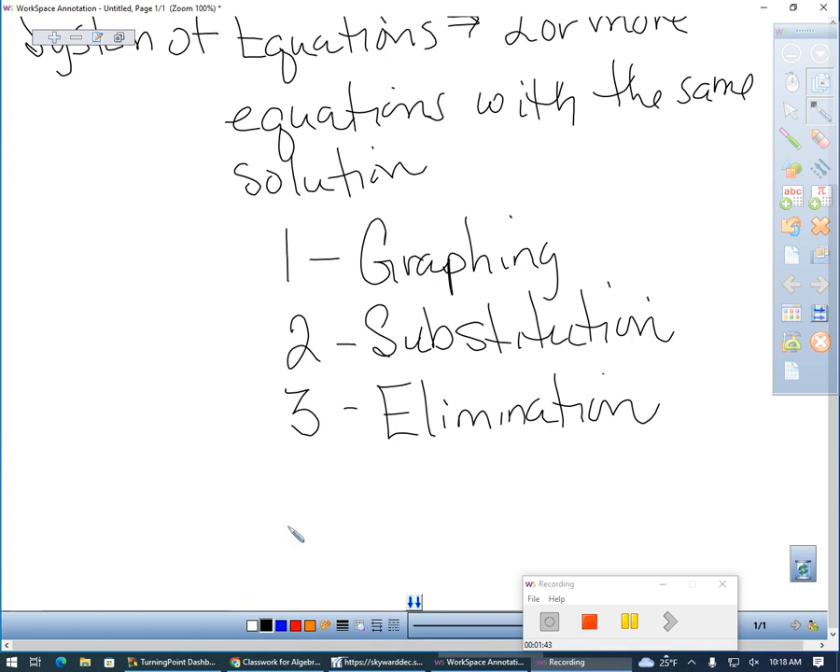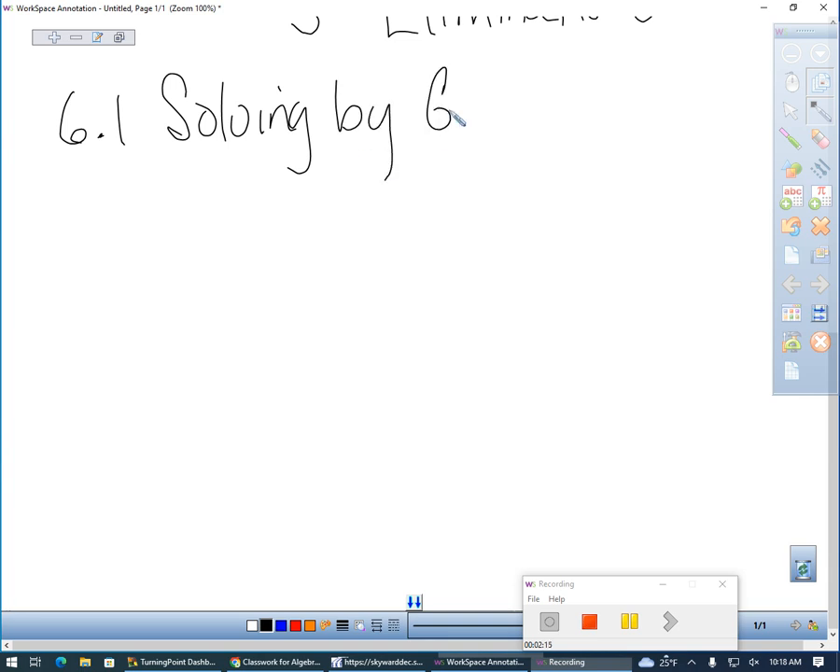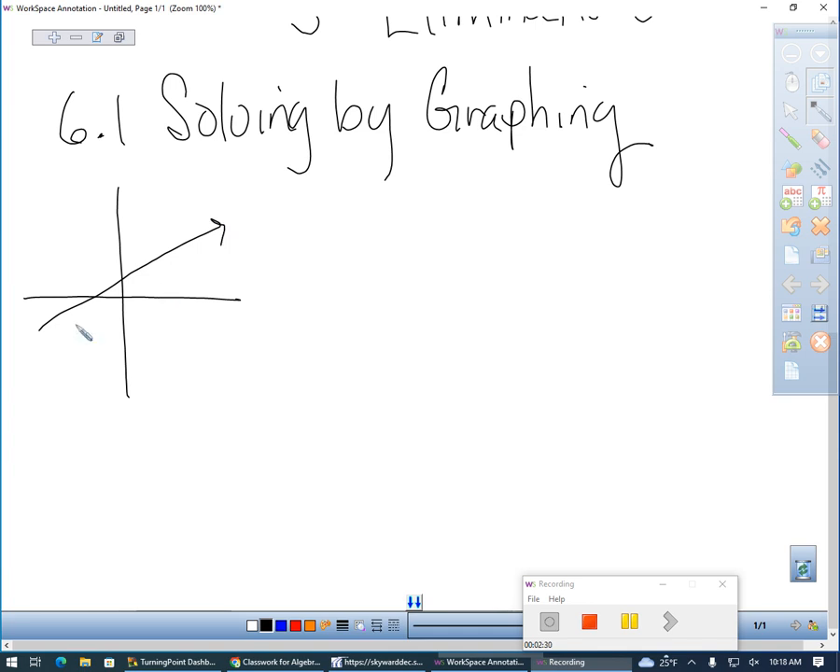All right. So today we are actually going to start with 6.1, solving by graphing. All right. When we solve by graphing, there are 3 possibilities of what could happen. Possibility number 1 is when I graph the 2 lines, so there's one and there's a second one. When I graph those 2 lines, they intersect each other, and that point where they intersect is the solution.